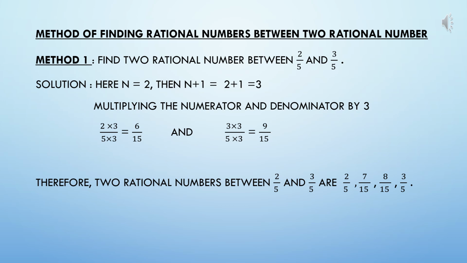So, for solving this question, we take n equals 2, which represents how many numbers we have to find. Then n plus 1 equals 2 plus 1, that is equal to 3. Now multiplying the numerator and denominator by 3, we get 2 upon 5 into 3 upon 3 is equal to 6 upon 15, and 3 into 3 divided by 5 into 3 is equal to 9 upon 15. Therefore, two rational numbers that lie between 2 upon 5 and 3 upon 5 are 7 upon 15 and 8 upon 15.